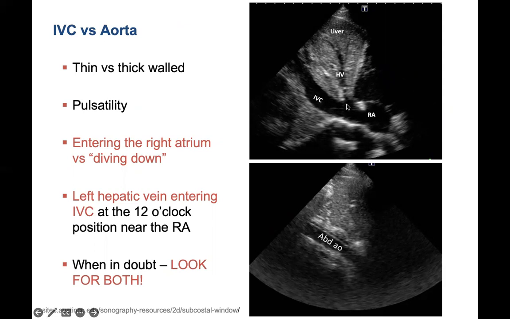The left hepatic vein is also important. On the IVC, you should see the left hepatic vein entering at about 12 o'clock, kind of near that right atrium. The abdominal aorta, you will not see the left hepatic vein entering it. I always say, when in doubt, look for both. So remember, the aorta is on the patient's left side and the IVC is on the patient's right. So you can just do a tilt of your probe to tilt back and forth between the aorta and the IVC. And when you identify both, you can know that what you're looking at is truly the IVC.